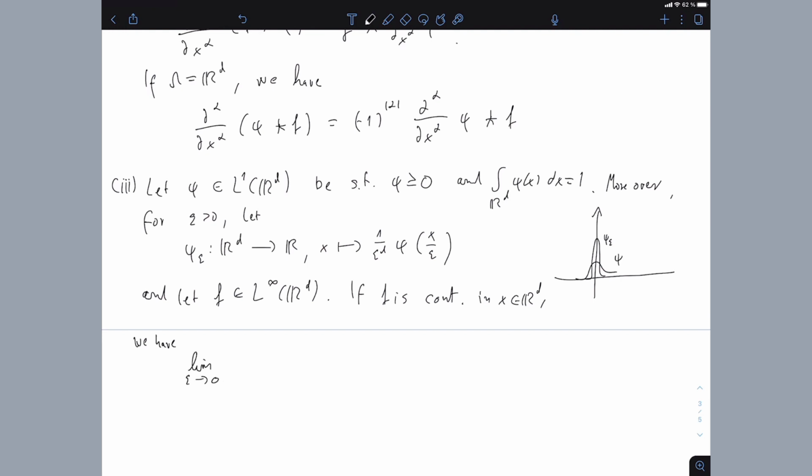And here's also something that you can try to guess. I'm taking my f and correlating it with these kernels that get smaller and smaller support and are higher and higher, and taking the limit epsilon to 0. So when it collapses to one point, what would you expect to be the result of this limit?